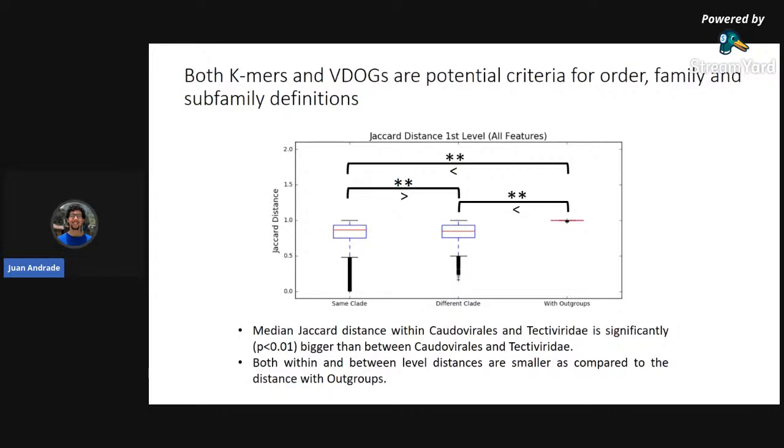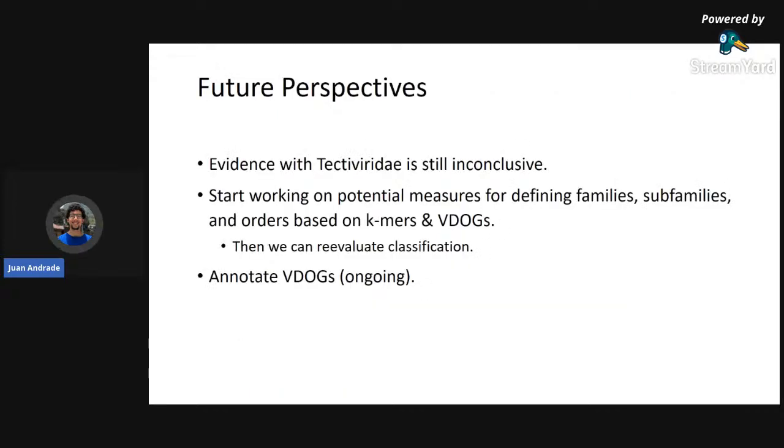Suffice it to say right now that the most encouraging information that we have is that if you use both K-mers and VOGs for generating a measurement of distance or relatedness between viral genomes, you see that there are some Caudovirales phages which are closer under this measure of distance to Detectiviridae phages than to other Caudovirales phages, which is a really indirect sign of a potential relationship, although this is not conclusive as of now. So we're still working on that.